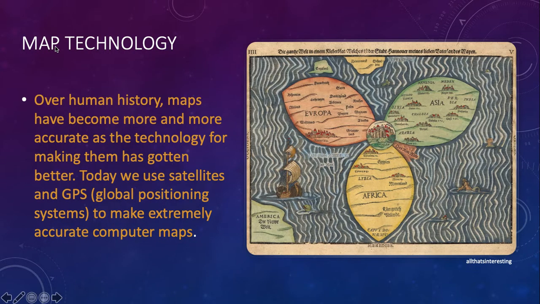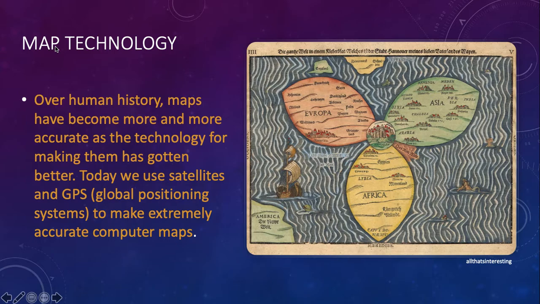Map technology has improved since people have been making maps for thousands of years. Over human history, maps have become more and more accurate. Today we use satellites and GPS, which stands for Global Positioning Systems, to make extremely accurate computer maps.